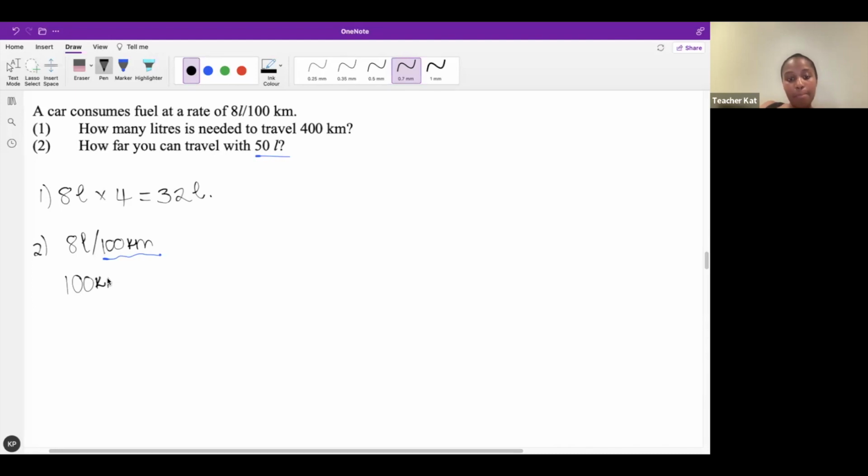how would I figure out how much? Nice, Londeka, divided by 8. So how many kilometers is that? We have 100 divided by 8, which is 12,5. So I know for 1 liter, I can travel 12,5 kilometers. But now they told us that we don't have 1 liter, we have 50 liters. So what am I going to do with this 12,5? I'm going to times by 50. Beautiful.